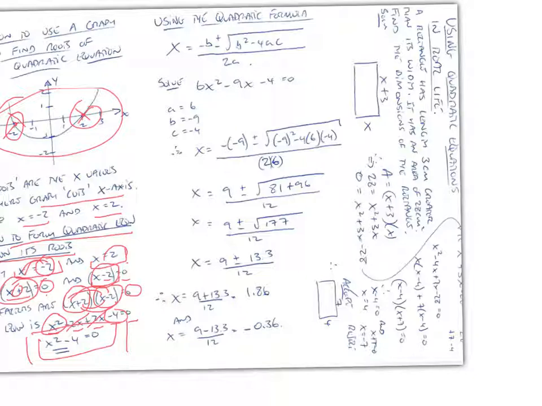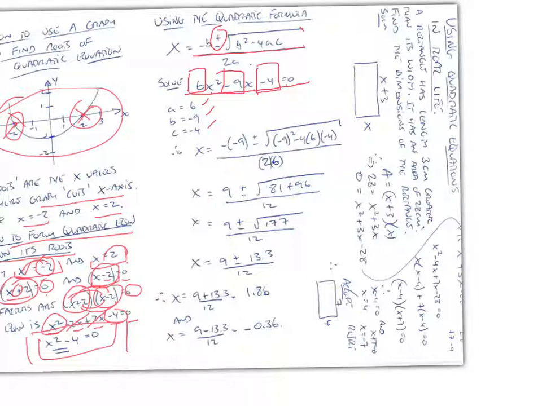Okay, using the quadratic formula, x is equal to minus b plus or minus the square root of b squared minus 4ac, all over 2a. Solve 6x squared minus 9x minus 4 equals 0. The first thing you have to do is find what a is, the number beside the x squared. Find what b is, the value between the x squared and the x, and find c, the value between the x and the equal sign. So a equals 6, b equals minus 9, c equals minus 4.